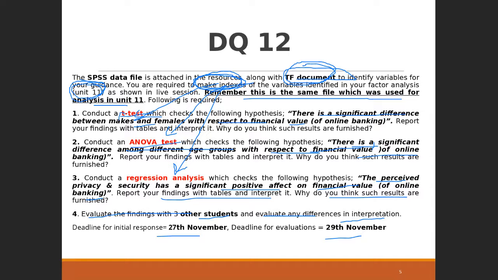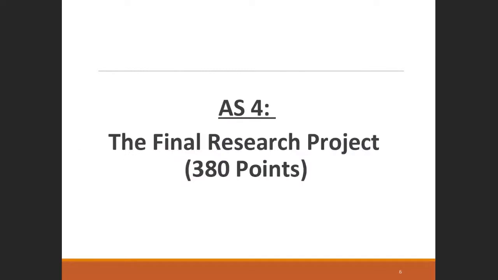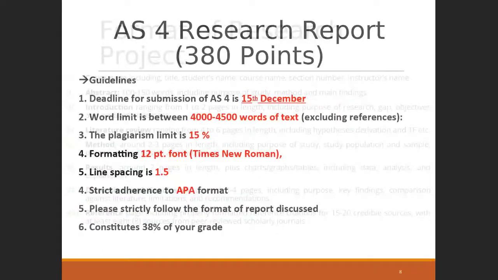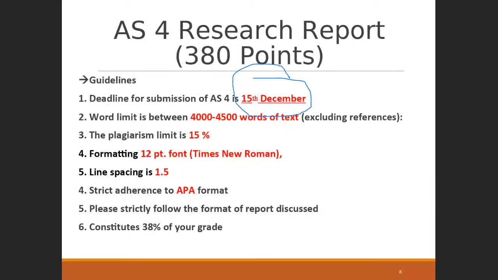So you need to furnish tables as well as the interpretations. Just make your analysis very formal, and you can check the interpretations of other students as well. And a reminder about your assignment number 4, your research project. The 15th December date is fast approaching. Please be vigilant. Please be proactive in completing your assignment number 4.